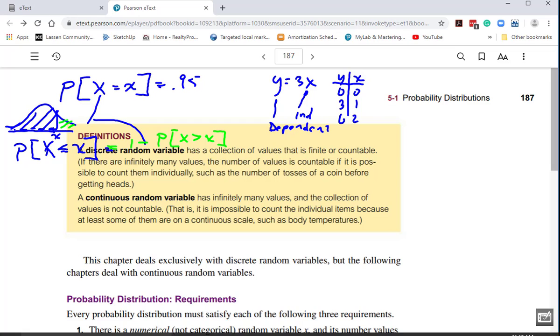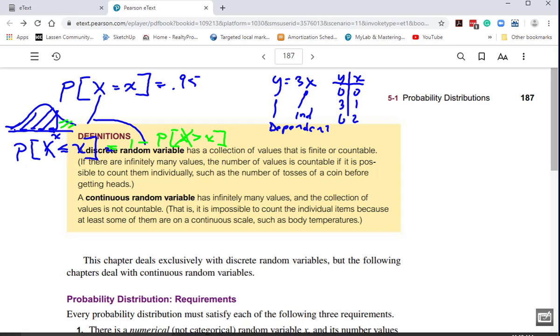Why? Because I'm calculating from here over, right? I know that the area is 1. So if I take 1 minus the probability that this random variable, capital X, is greater than x, that will give me the probability that X is less than or equal to x. It sounds weird, huh? Less than or equal to little x.